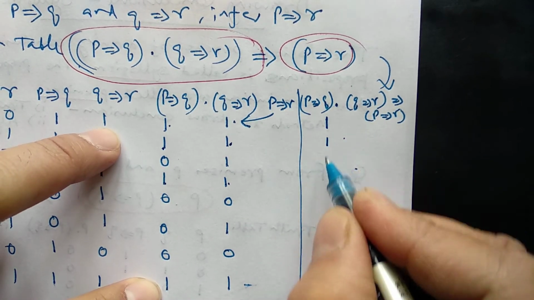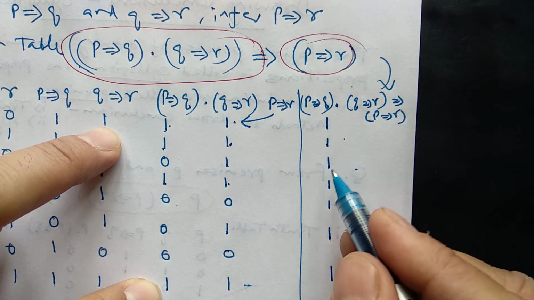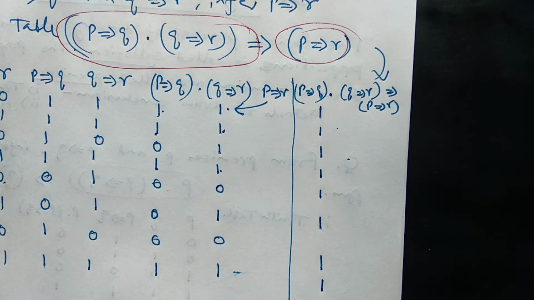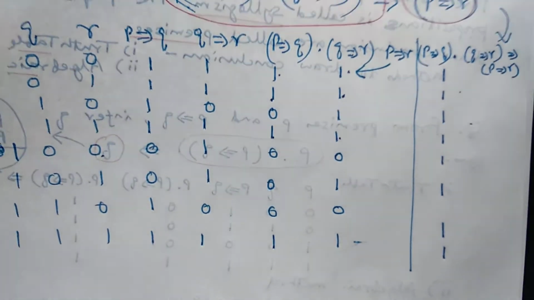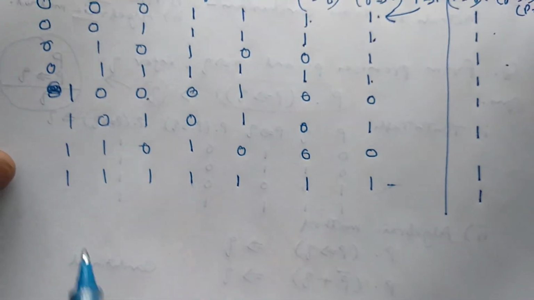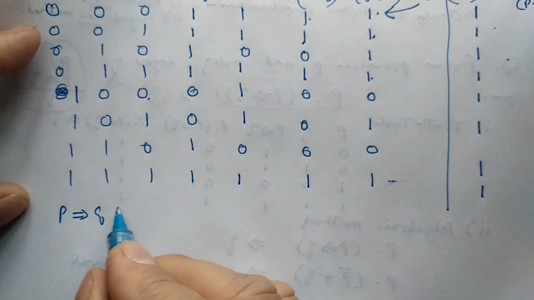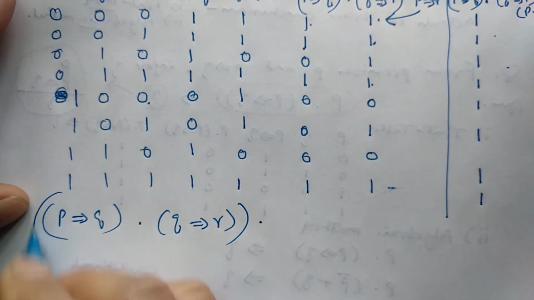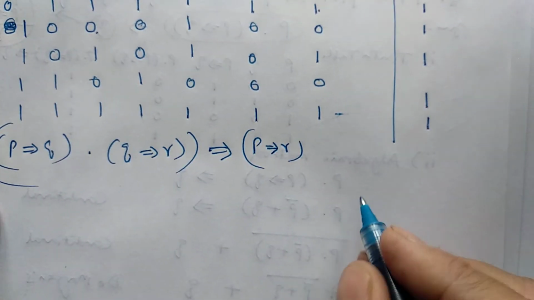It means all 8 combinations will be 1, 2, 3, 4, 5, 6, 7 and 8. All are 1, and you can say this expression is also successfully concluded. Now if we simplify this by an algebraic technique, it is P implies Q, Q implies R, implies P implies R. Apply the conditional rule.